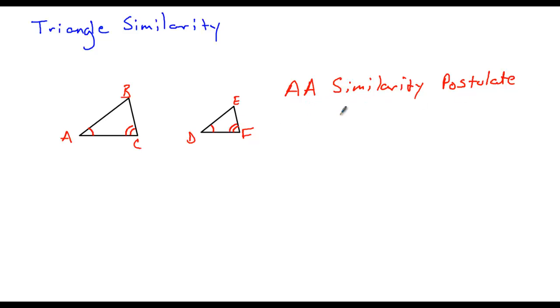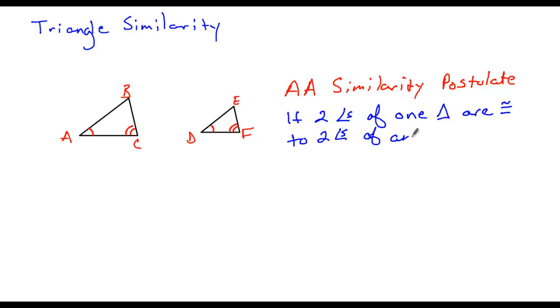Okay, so we're going to write that down. If two angles of one triangle are congruent to two angles of another triangle, then the triangles are, and this is where you have to be careful because a lot of people want to put the word congruent, but they're not congruent. You can see they're clearly not the same size, but they are similar.